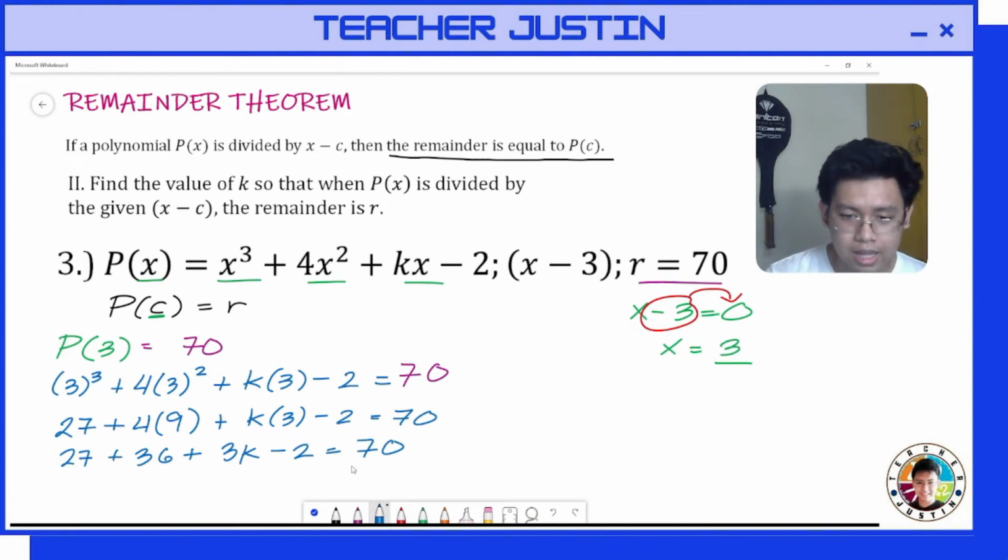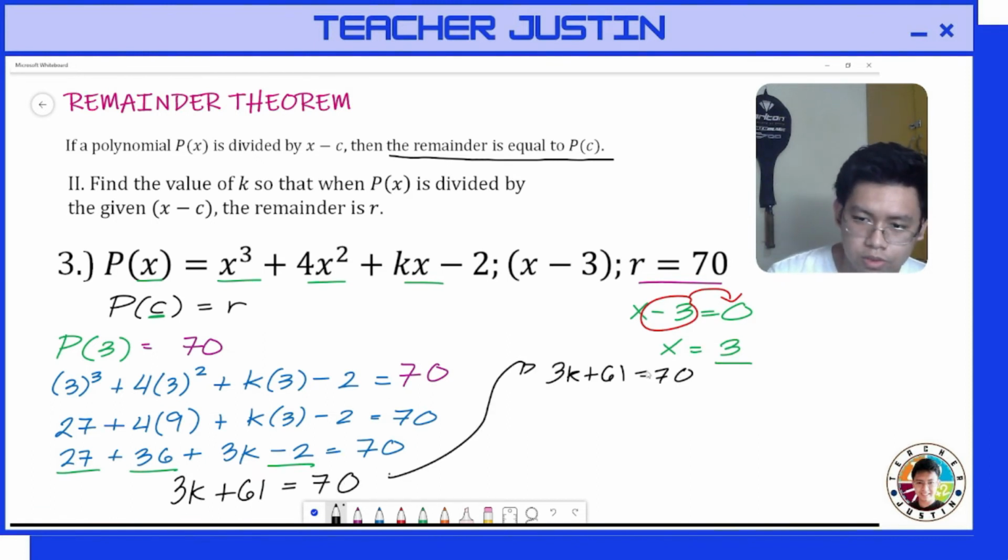Then let's combine like terms. So we can combine 27, 36, and negative 2. Putting them all together, that will give us positive 61. So it will be 3k plus 61 is equal to 70. Then let's transfer positive 61 to the other side of the equation, giving us 3k is equal to 70 minus 61.